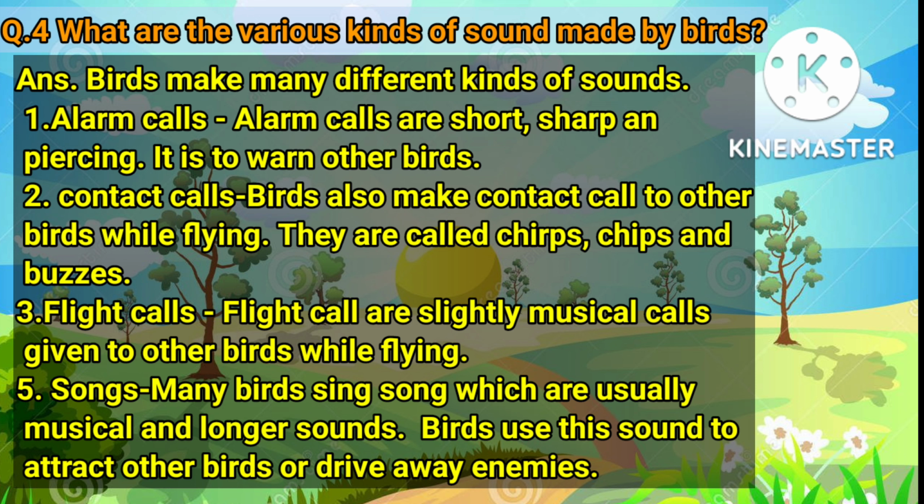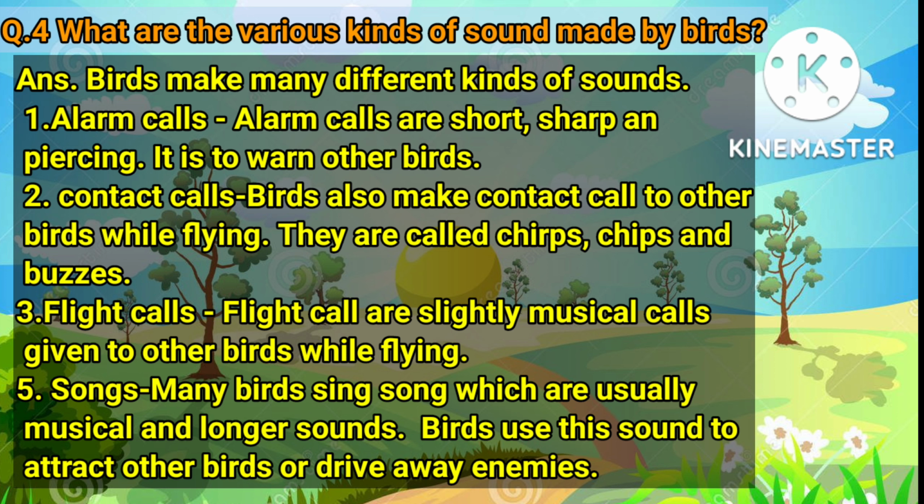Answer. Birds make many different kinds of sounds. Number 1, alarm calls. Alarm calls are short, sharp and piercing. It is to warn other birds. Understand? Number 2, contact calls. Birds also make contact calls to other birds while flying. They are called chirps, chips and buzzes.